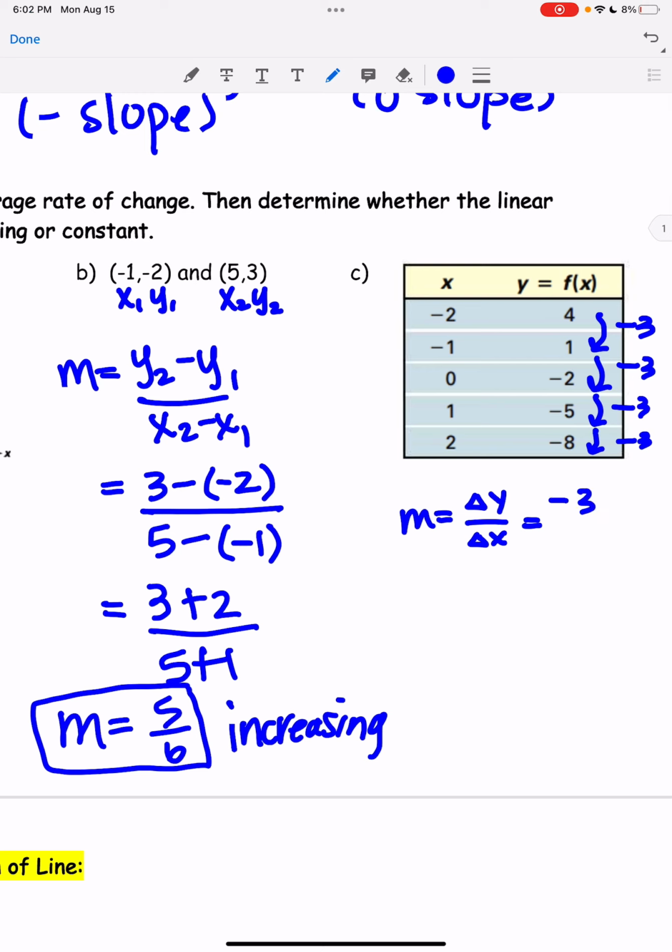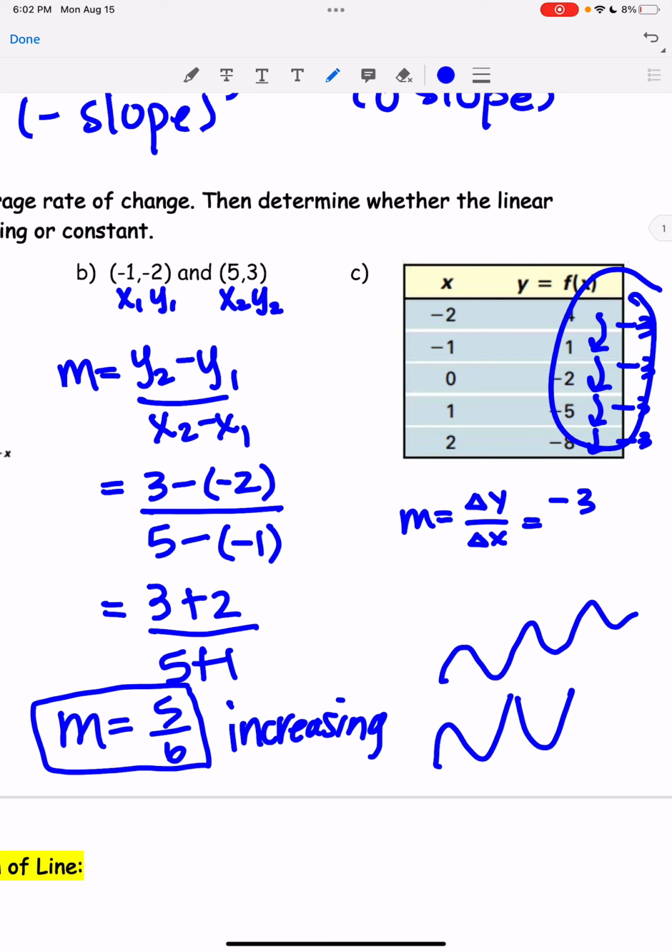You do want to make sure that it is constant, and when they are constant, that is what makes it a line. If these start getting different, then your values are going to get different. You're going to have parabolas, you're going to have cubics, you're going to have some kind of up and down movement. But when these are the same, that's what makes it be a straight line in one way or the other.